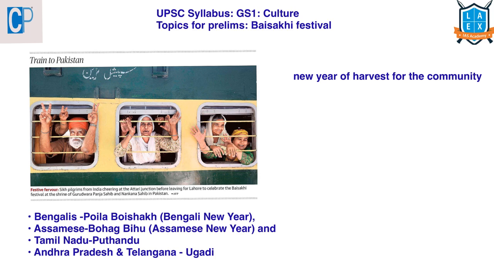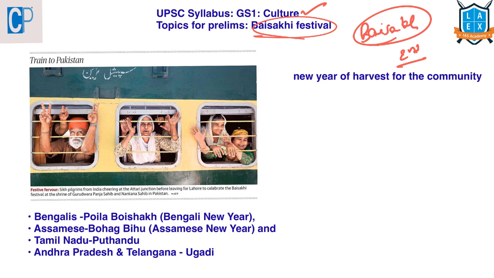The next article is Train to Pakistan. This article comes under GS1 under the topic of culture, because Sikh pilgrims were travelling to Lahore to celebrate the Baisakhi festival at the shrines of Gurdwara Panja Sahib and Nankana Sahib located in Pakistan. From the prelims point of view, what is important here for us is what is this Baisakhi festival? Baisakhi is derived from Baisakh, which is the second month of the Sikh calendar, and this signifies a new year of harvest for the community.